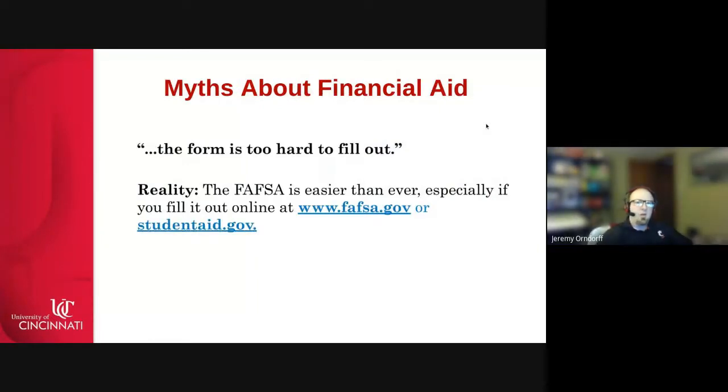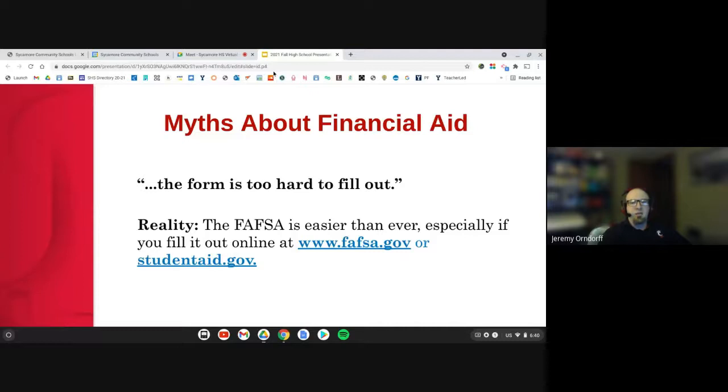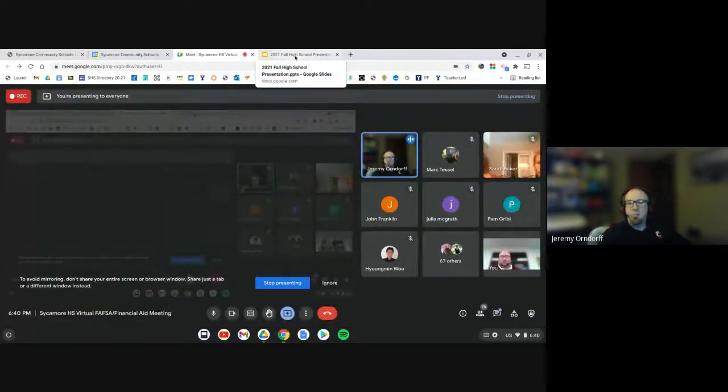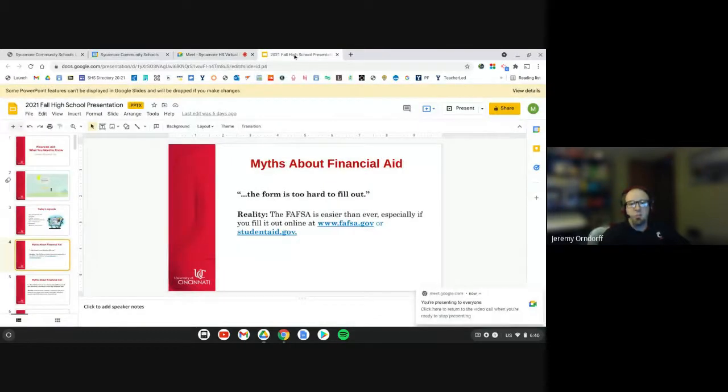We get a lot of questions or reoccurring concerns, so here are some myths about financial aid. The first: the form is too hard to fill out. I will tell you, the first FAFSA I ever did, which was for myself, was a paper FAFSA, and you can still do a paper FAFSA should you want to torture yourself, and it was very difficult.